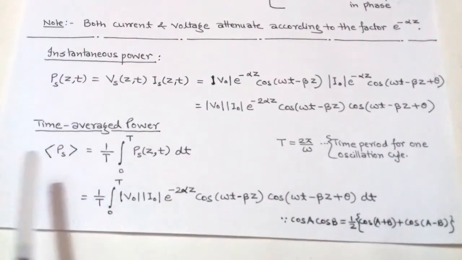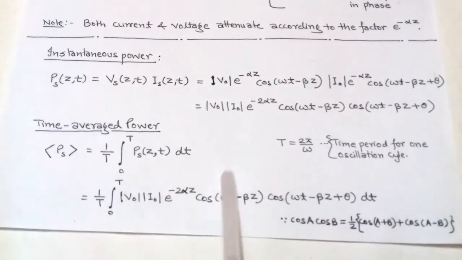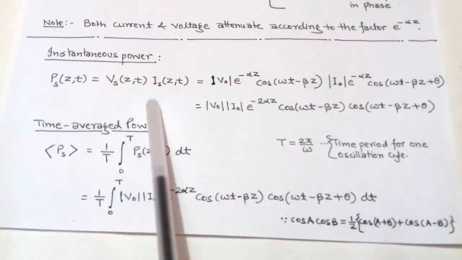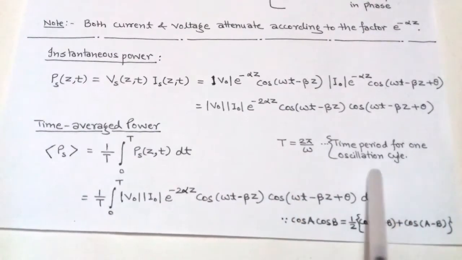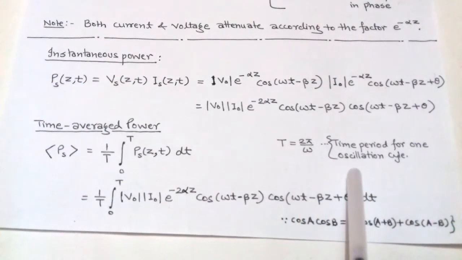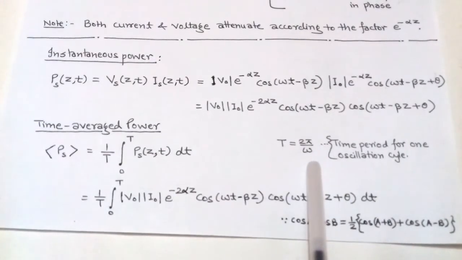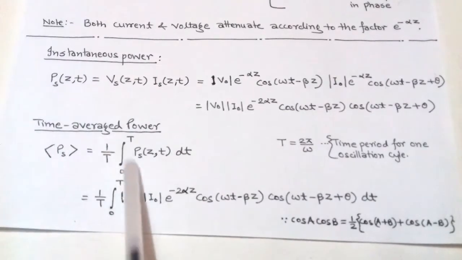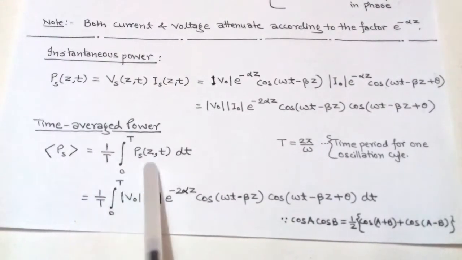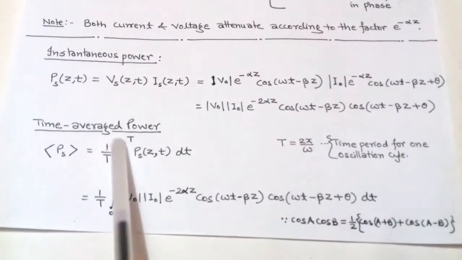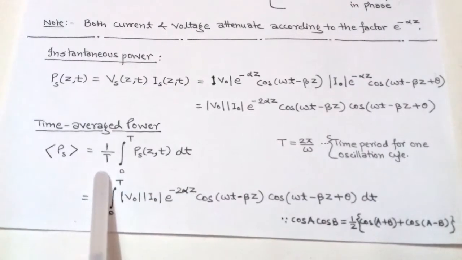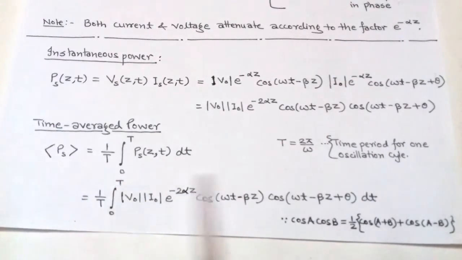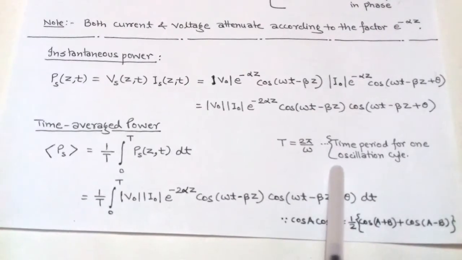Now to determine the time average power, we integrate it over a period of time T. Time T is the time period for one oscillation cycle and its value is 2 pi by omega. So the time average power is equal to 1 upon T integration of p(z,t) dt, where we take the limit 0 to capital T. Here capital T is the time period for one oscillation cycle.